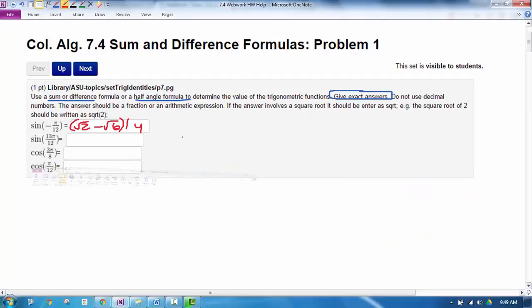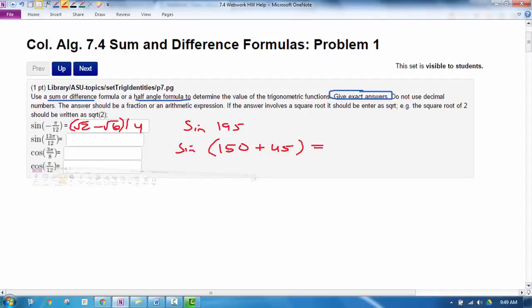Okay, the next is sine of 13 pi over 12. I'm going to convert that to degrees real quick because in degrees that's 195. So there's different ways to do this, I'm sure, but I'm going to make it 150 plus 45. Now I just use degrees because I'm more comfortable with that than I am with fractions with radians. But you can clearly do this in radians as well.